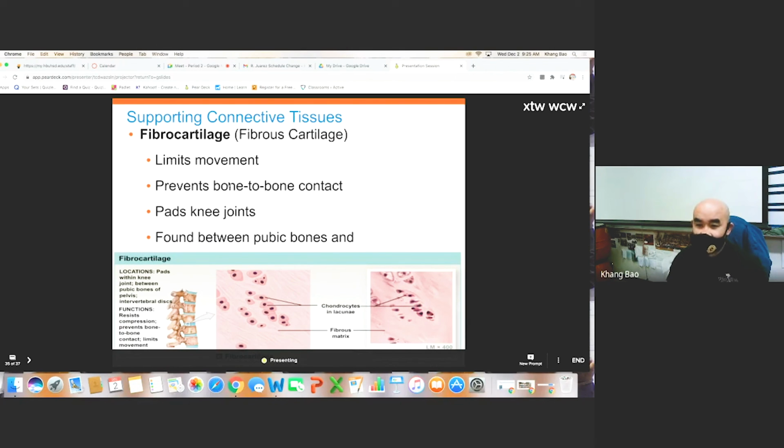And the last type of cartilage is called fibrocartilage. It limits movement, it prevents bone-to-bone contact. For example, the knee joint, and between the pubic bones, but it limits movement. Its job is to hold bone-to-bone in place, and it also separates your bone-to-bone contact because you don't want bones to rub against each other. That creates a lot of pain. Especially older people, when they become older and older, they lose cartilage and they have pain when they move because of bone-to-bone contact.